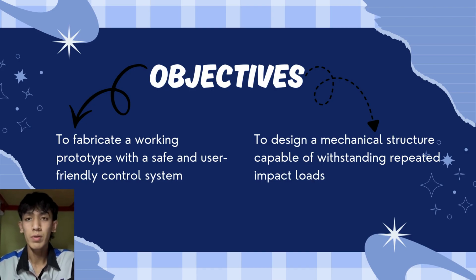The objectives of this project are as follows. First, to design a mechanical structure that is able to withstand repeated impact load without structural failure. Second, to fabricate a functional pneumatic impact machine that includes a safe and user-friendly control system.